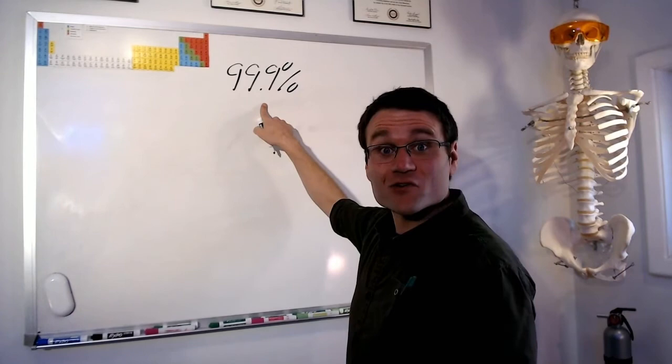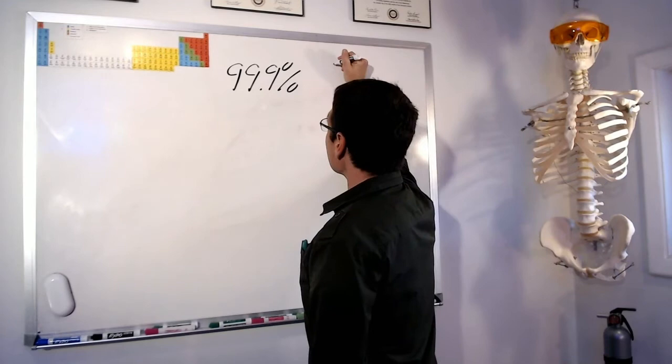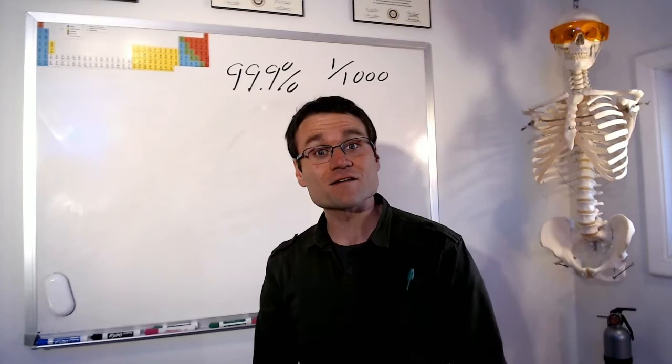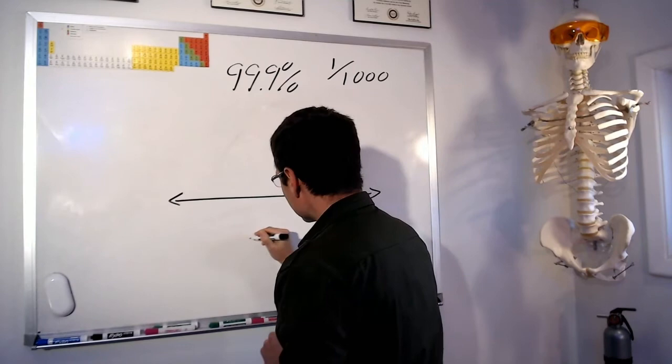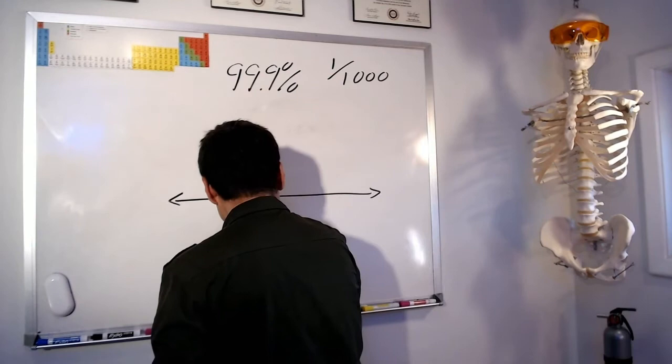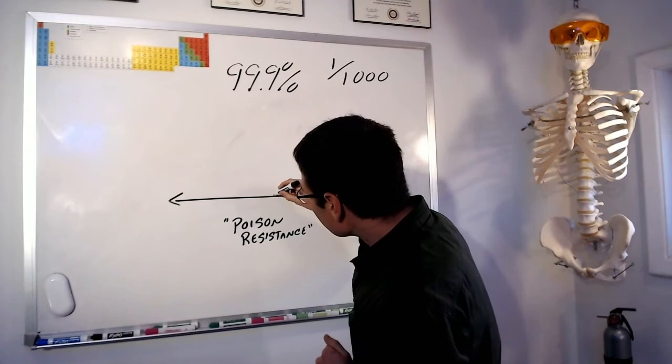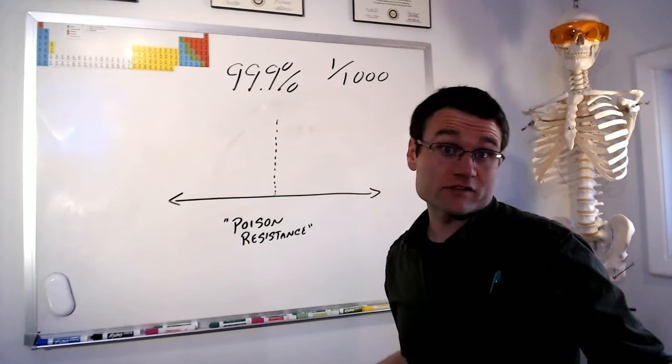But 99.9% is not 100%. 99.9% means that one out of every 1,000 insects is going to survive afterward. And which ones are going to survive? Let's imagine that we have a trait that varies in this population. Okay, so this trait is, we'll call it poison resistance. Now, most of these bugs are going to have an average resistance to poison. I mean, that's what average kind of means, right? So most of them will have an average resistance to poison.